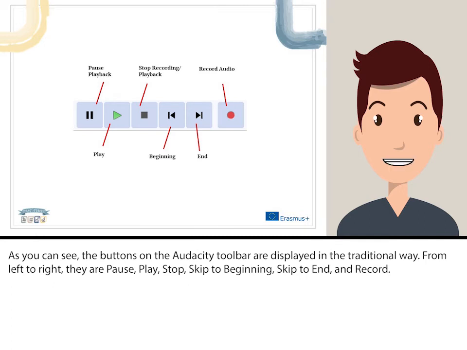As you can see, the buttons on the Audacity toolbar are displayed in the traditional way. From left to right they are pause, play, stop, skip to beginning, skip to end, and record.